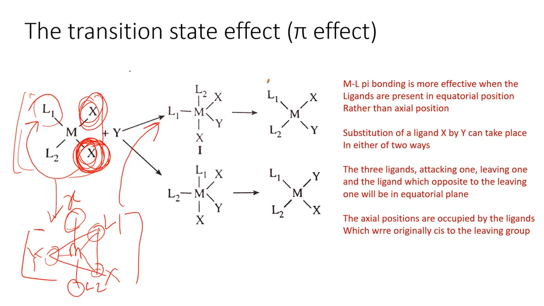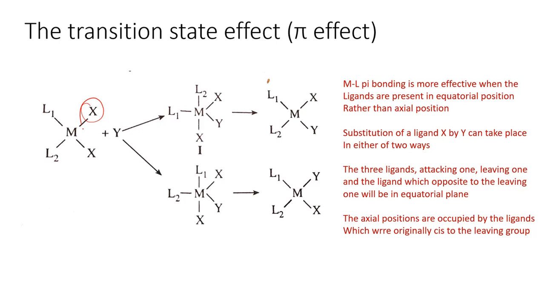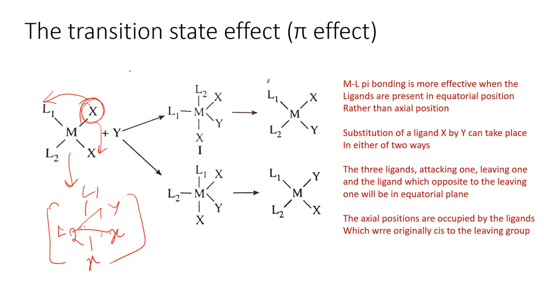Now in the next case we are taking an example where this other X would be the leaving group. If this X is the leaving group, how will you draw the transition state? What are the cis to this X? The cis to this X are this L1 and X. So this L1 and X would be in the axial positions, and what will be in the equatorial positions? The equatorial positions would be L2, Y and X. Okay, so these would be in the equatorial plane, and there would be the central metal atom.